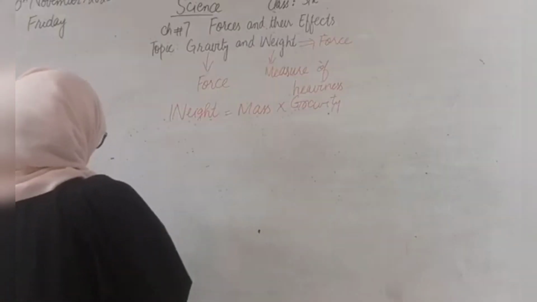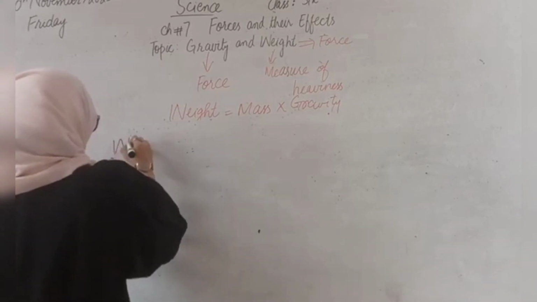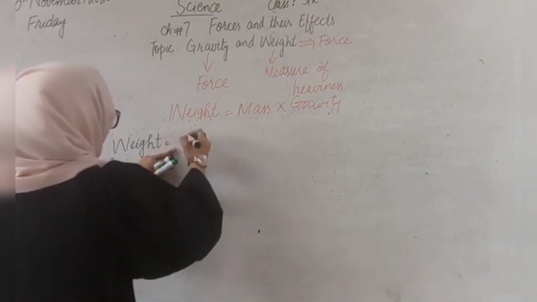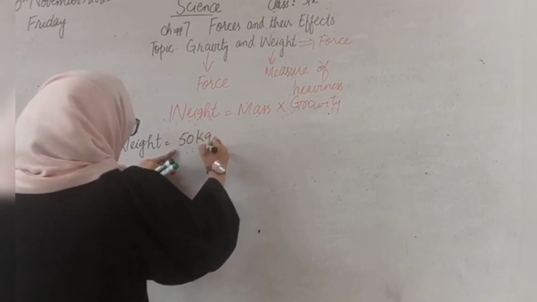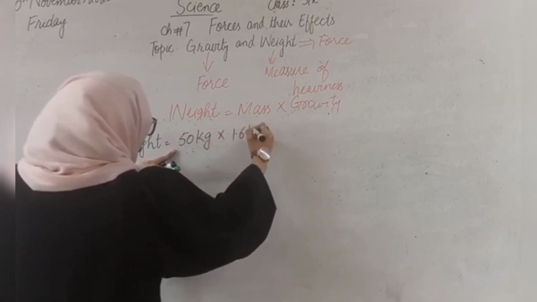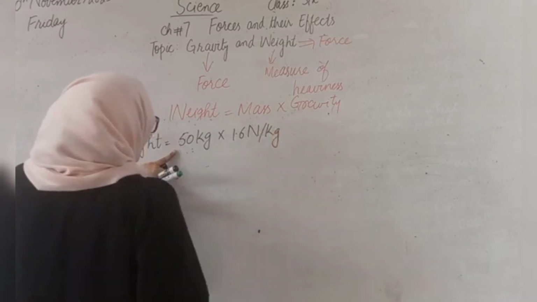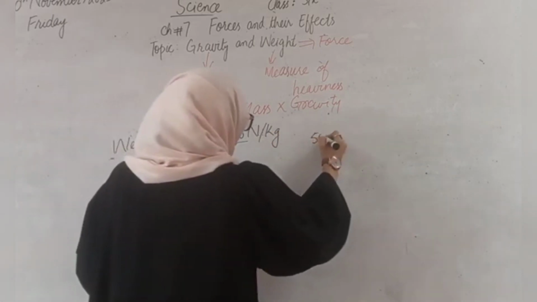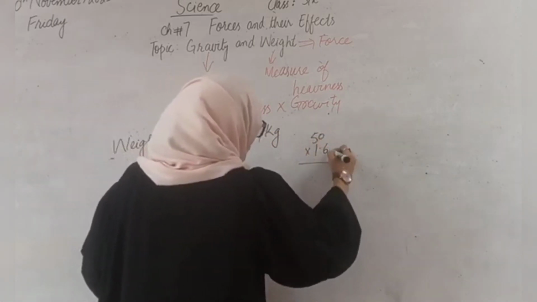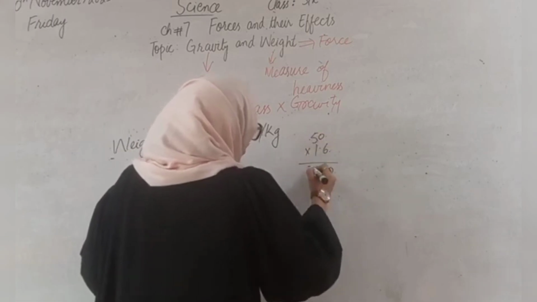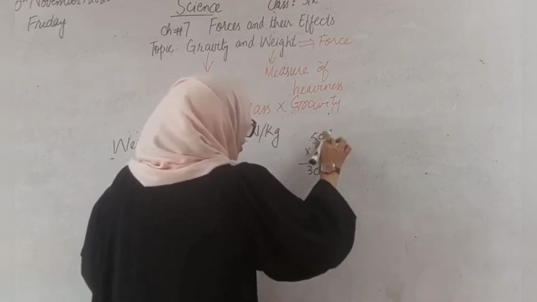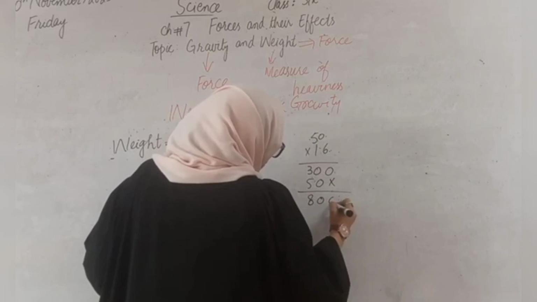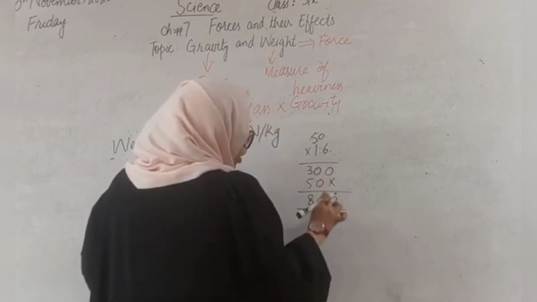As we are putting the values in the relation, we will write weight as it is, and we have to put the value in place of mass. We have given 50 kilogram for mass and 1.6 Newton per kilogram for gravity. We will multiply 50 with 1.6. 6 zeros are 0, 6 fives are 30, 1 zero is 0, 1 five is 5. 3 plus 5 is 8, then 0 and 0.